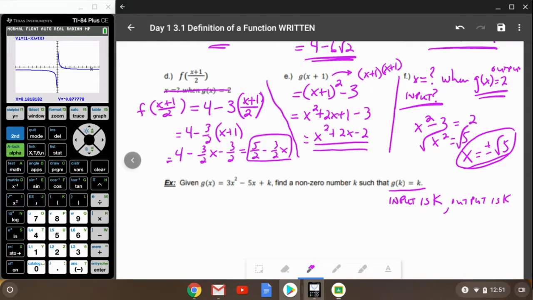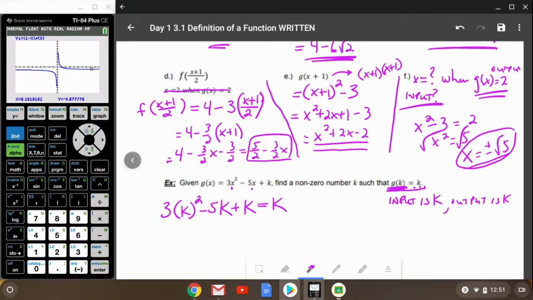So you want to try it? Otherwise, here we go. The input is k. So that just means replace all the x's with k's. So I have 3k squared. I might put the parentheses in there, that's okay. Minus 5, I'm going to replace that x with a k. I can put parentheses if I want to, but we don't need to. Plus k. Well, I know that when I plug in k for the x's, that's what this is telling me. When you plug in k for the x's, you also get k as the corresponding output.